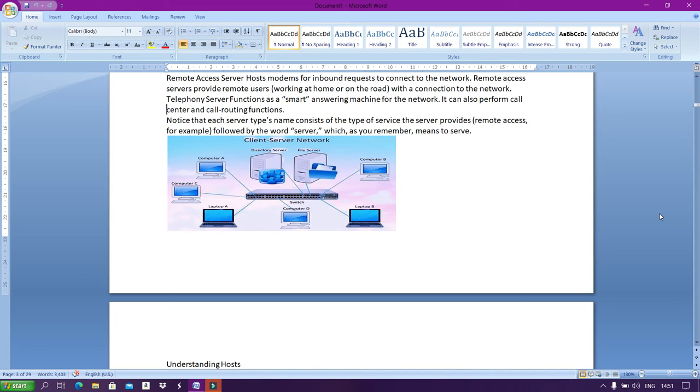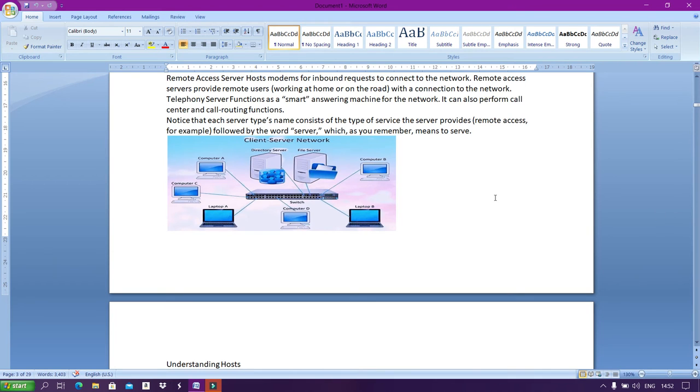Telephony server functions as a smart answering machine for the network. It can also perform call center and call routing functions. Notice that each server type's name consists of the type of service the server provides. Remote access, for example, followed by the word server, which, as you remember, means to serve.